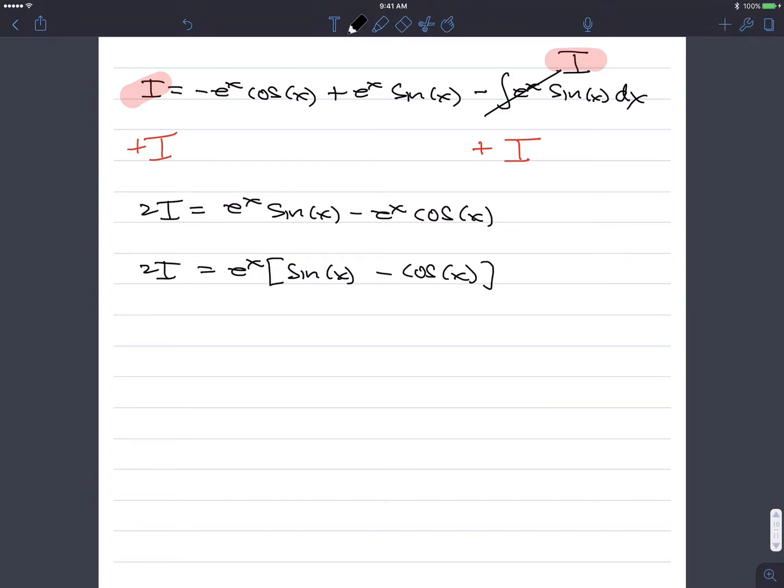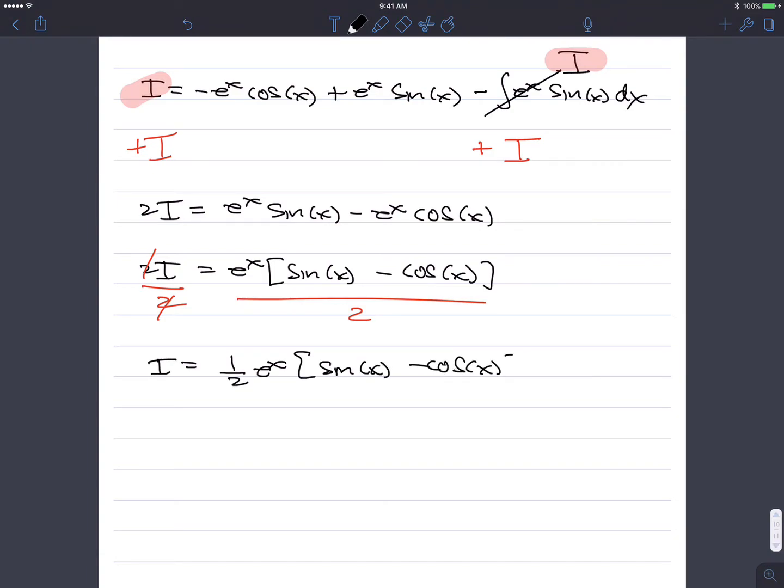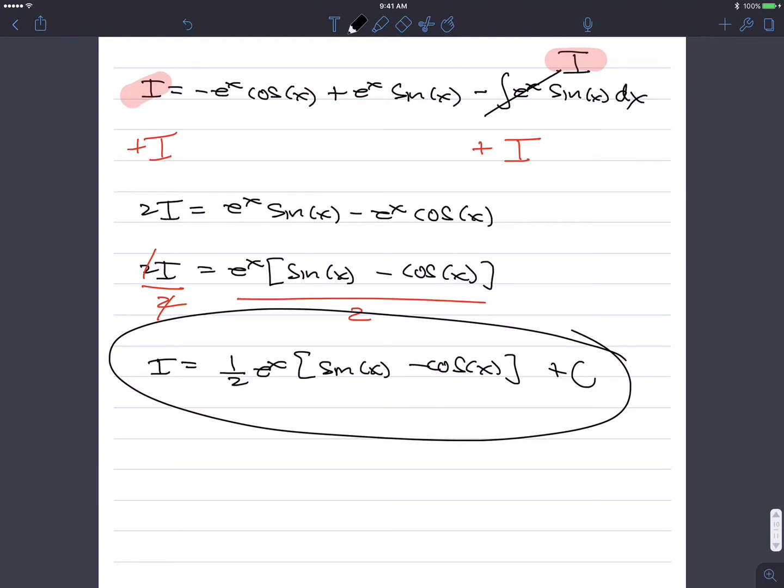Now you can divide both sides by 2 algebraically. Okay, so you get your 2's to cancel. You end up with I being 1/2 e to the x multiplied to the difference of sine and cosine. Don't forget to add your c. You're done.